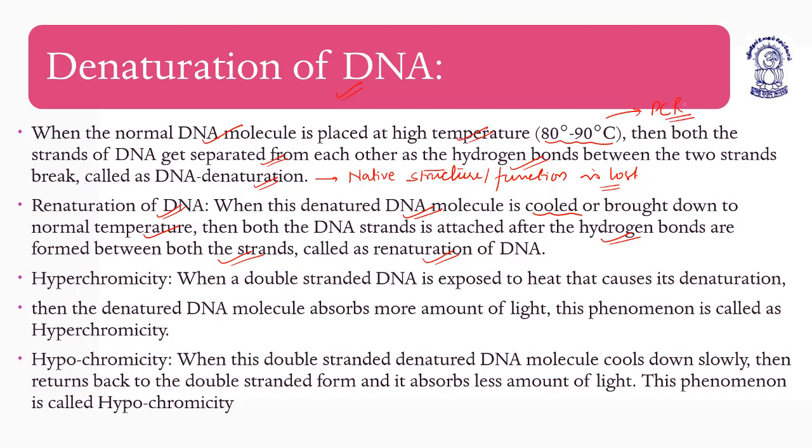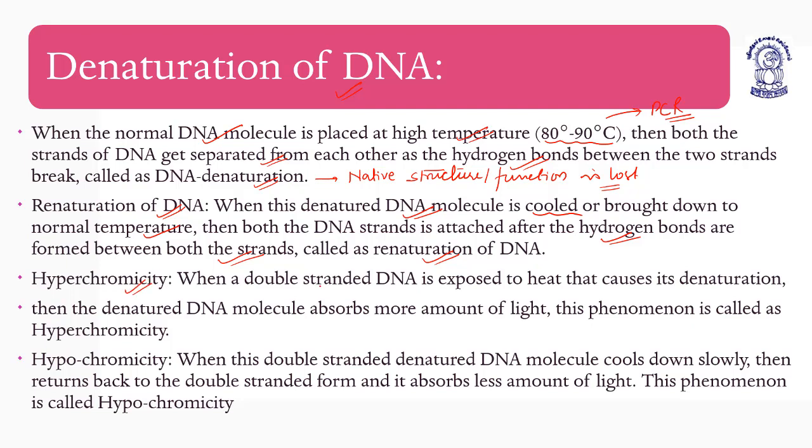Is that understood? So when the normal DNA molecule is placed at high temperature, the DNA molecule gets unwound, both the strands get separated, and the hydrogen bonding will break off. Okay, in the denaturation of DNA, when this denatured DNA is cooled and brought down to the normal temperature, then both the DNA strands attach with the help of hydrogen bonds. Both the strands get attached again. This is known as what? Renaturation of DNA.